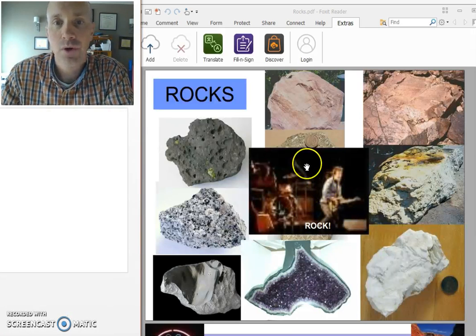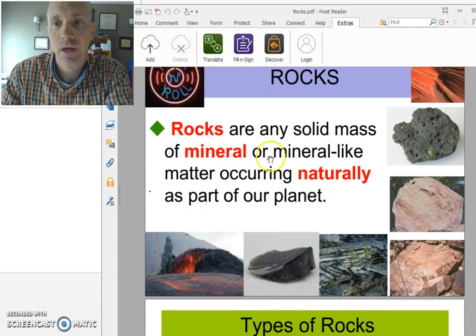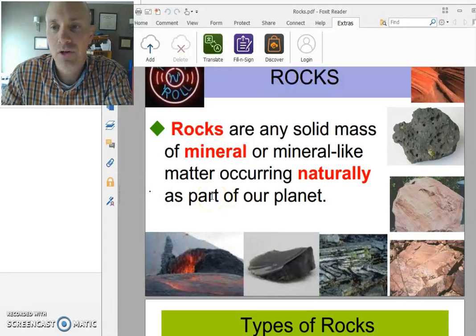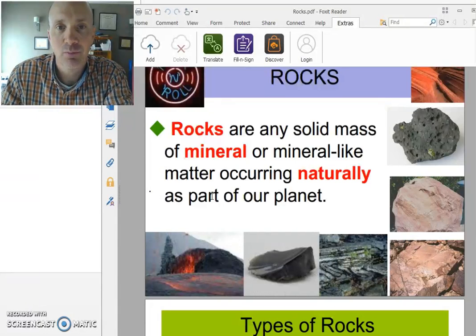So first of all, what is a rock? Rocks are any solid mass of mineral or mineral-like matter occurring naturally as part of the planet. If you watched the previous video, we went over the difference between rocks and minerals. Keep in mind, rocks are made up generally of several different types of minerals. A mineral itself is one pure substance.